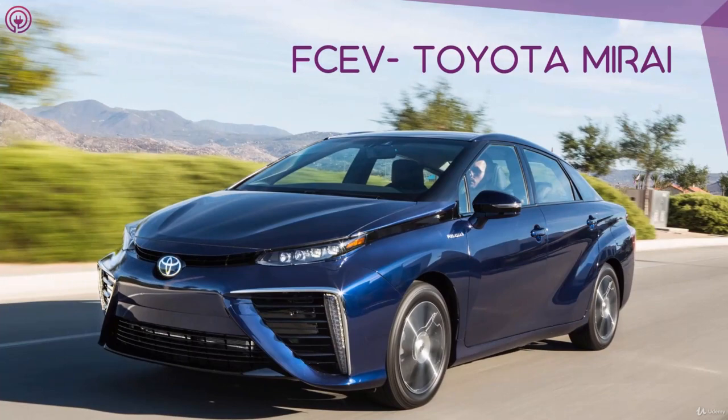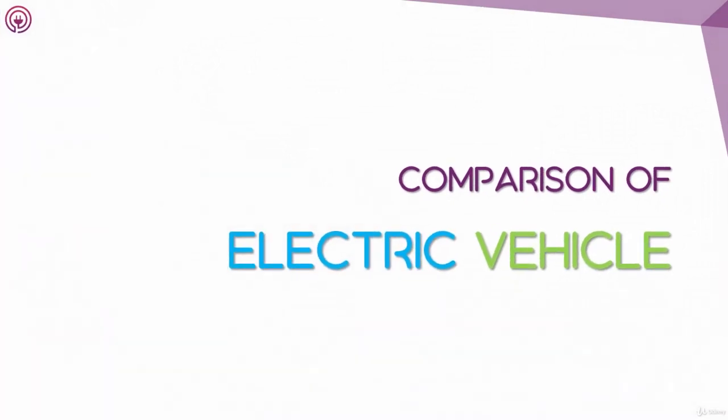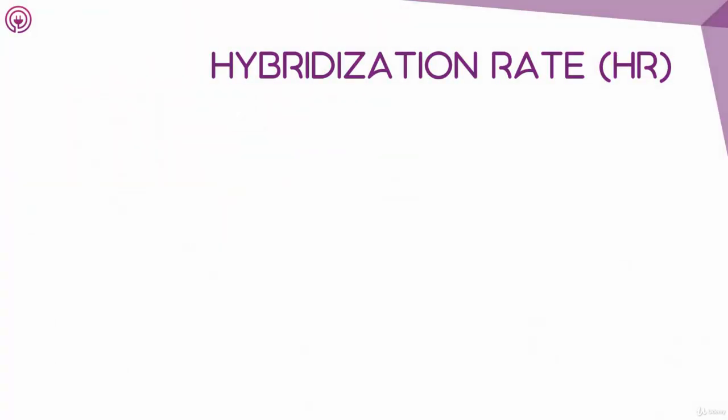Now that we know all the EV types, let us compare them based on a factor called the hybridization rate. The hybridization rate is a measure used to describe how strongly the powertrain is hybridized. This level is determined by the role that the electric motor has in the performance of the vehicle. It is defined as the ratio of electric power to total power and is expressed by this equation, where PEM is the power provided by the electric machine and PICE is the power provided by the IC engine.